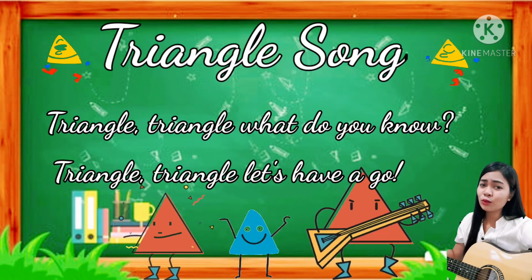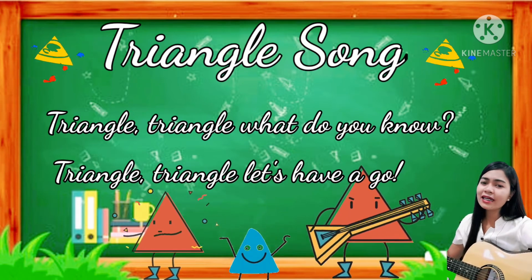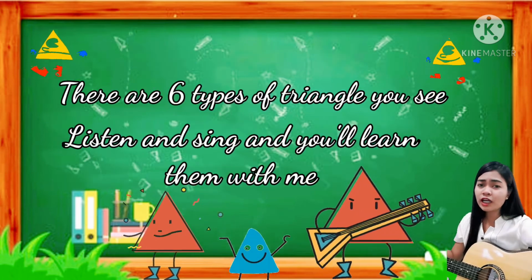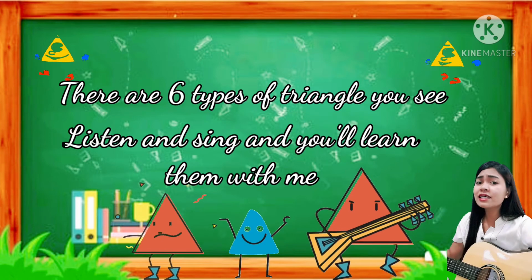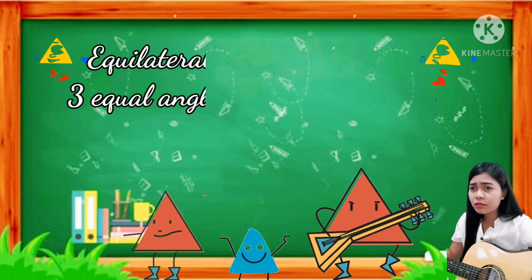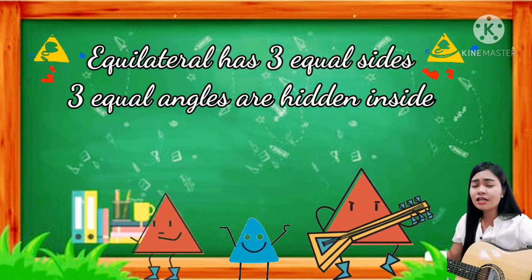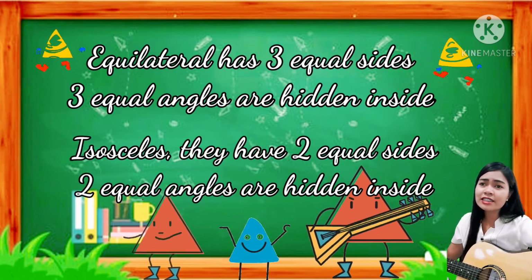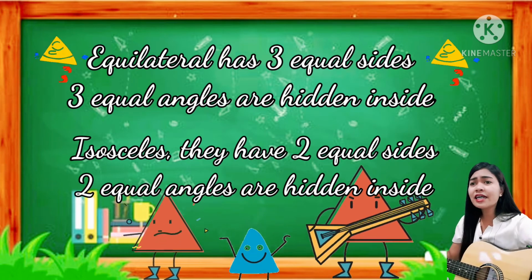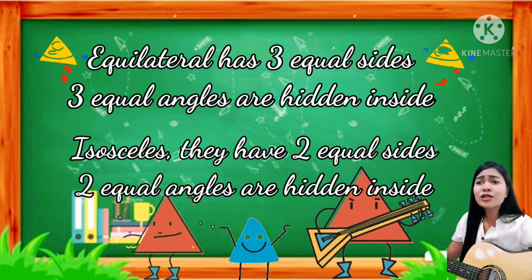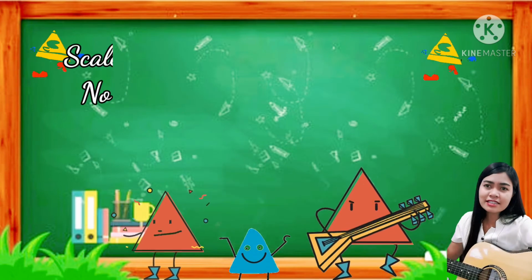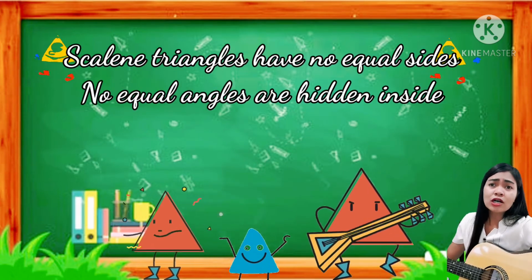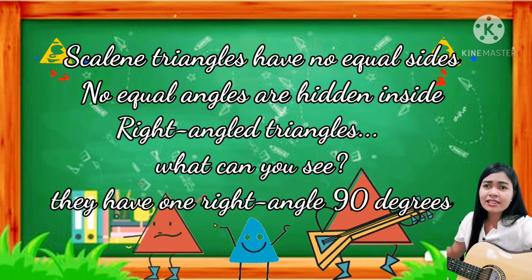Triangle, triangle, what do you know? Triangle, triangle, let's have a go. There are 6 types of triangle, you see. Listen and sing and you'll learn them with me. Equilateral has 3 equal sides. 3 equal angles are hidden inside. Isosceles, they have 2 equal sides. 2 equal angles are hidden inside. Scalene triangles have no equal sides. No equal angles are hidden inside.